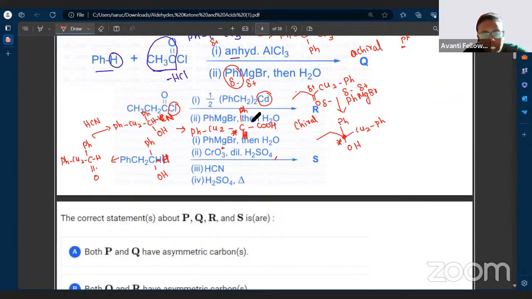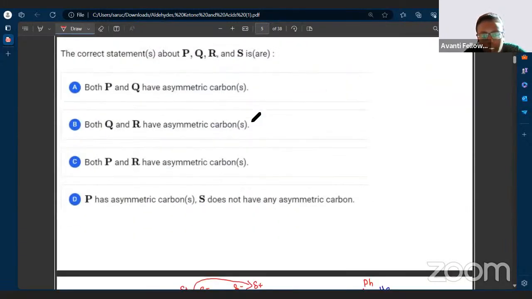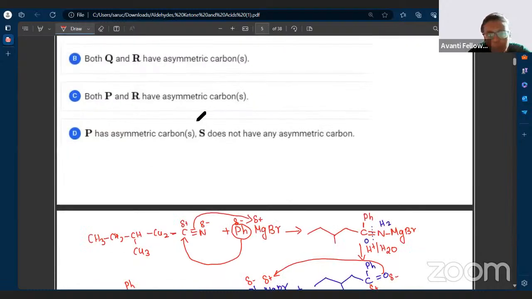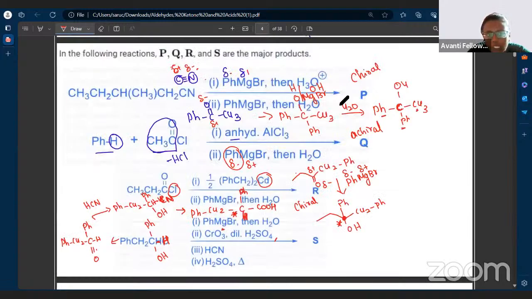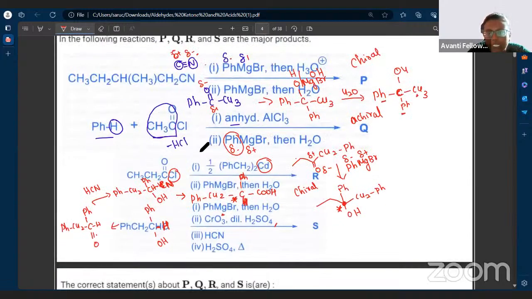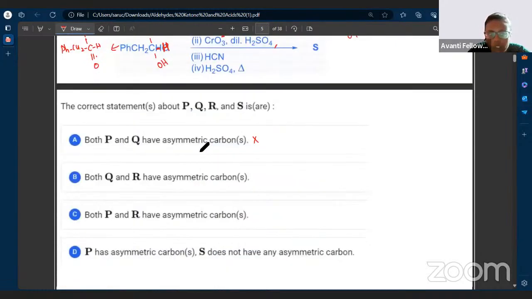Look over the statements. P and Q have asymmetric carbon. Is there any asymmetric carbon on P and Q? No. Okay. Q and R have asymmetric carbon. Do you have any asymmetric carbon in Q and R? Q is chiral, so it has an asymmetric carbon on it.